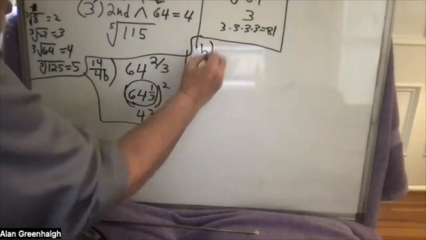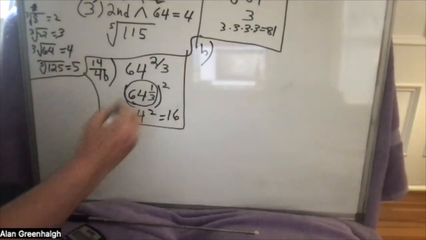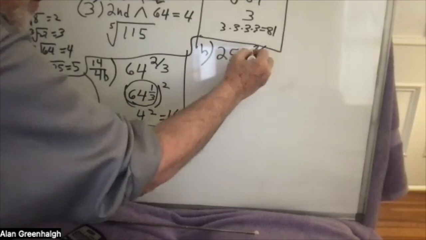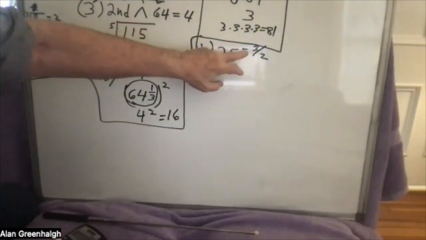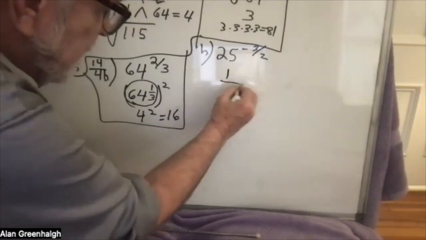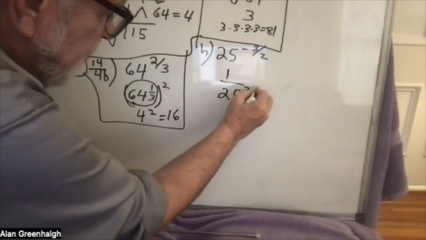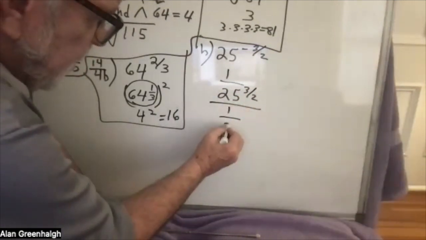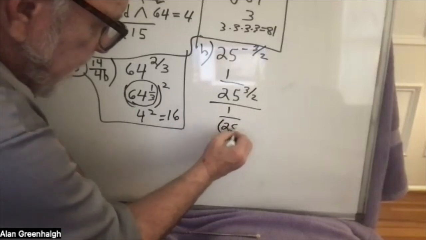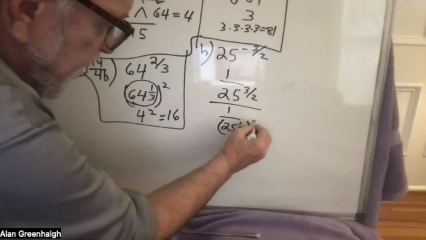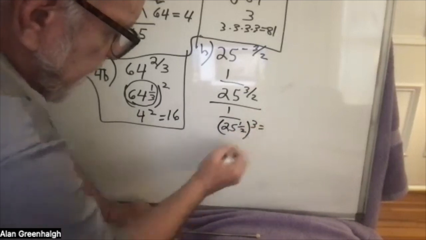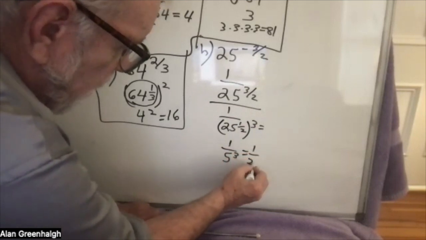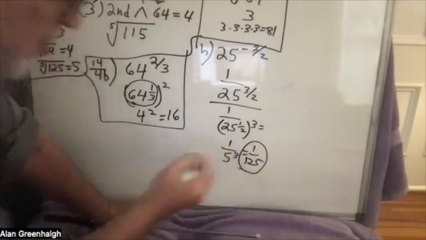And problem H is a piece of cake. Problem H is 25 to the negative 3/2. So right away, the negative tells you it's a fraction. And then to the 3/2 is 1 over the square root, let's separate it. So 25 to the 1/2 and then raised to the third. So that becomes 1 over 5 to the third, which is 1 over 125. That's the answer to the question.